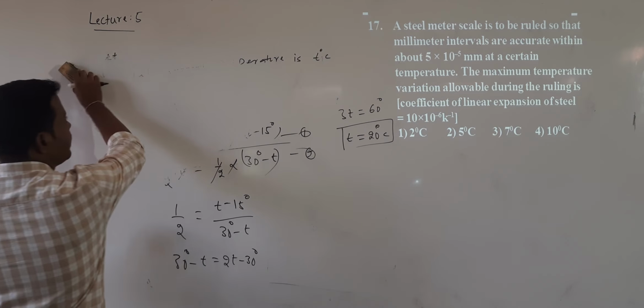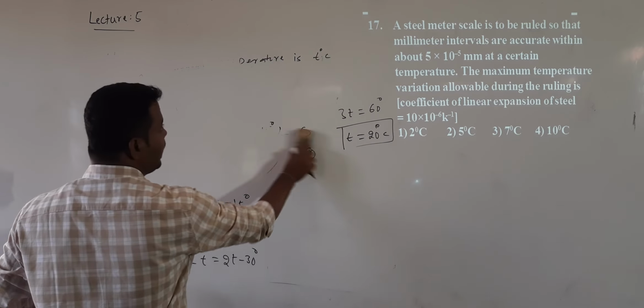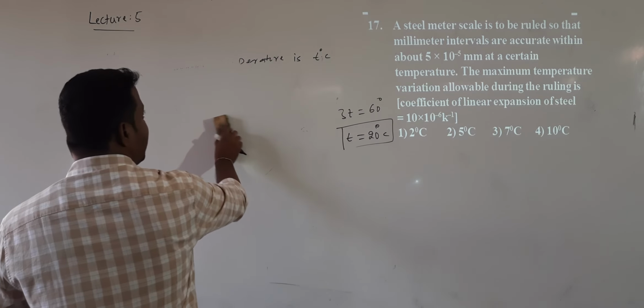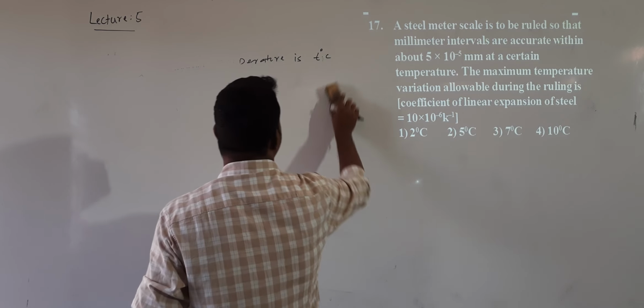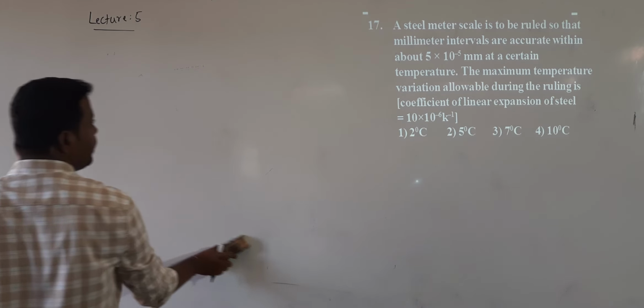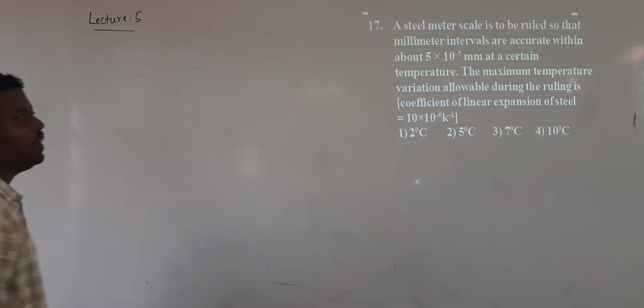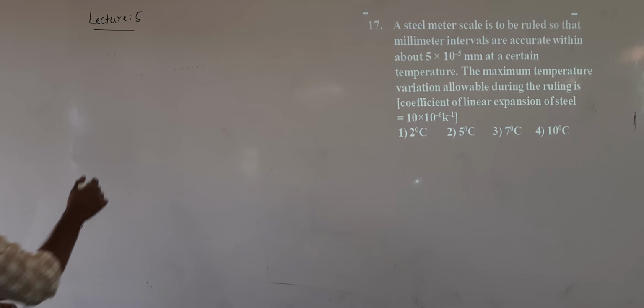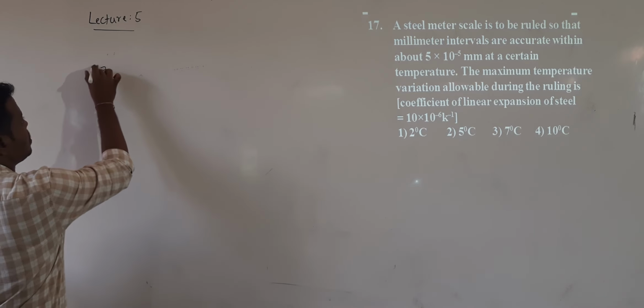What is this question? A steel meter scale is to be ruled so that millimeter intervals are accurate to about 5 into 10 to the power of minus 5 mm at a certain temperature. What maximum temperature variation is allowed during ruling? The coefficient of linear expansion is given. So what is the question?